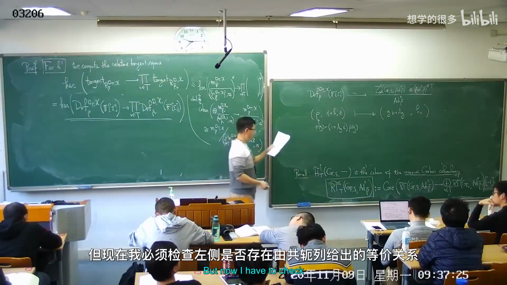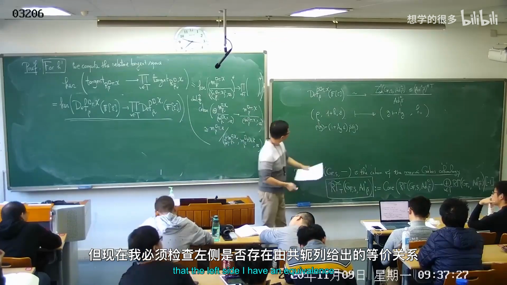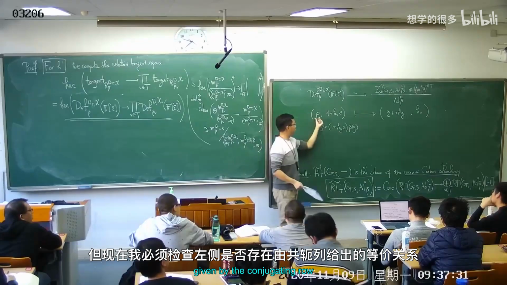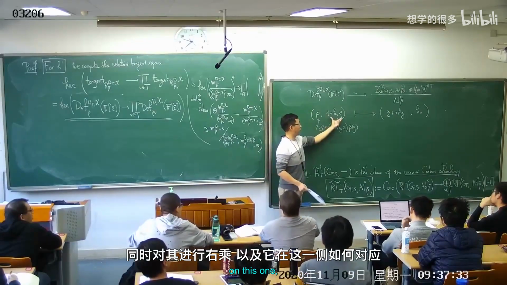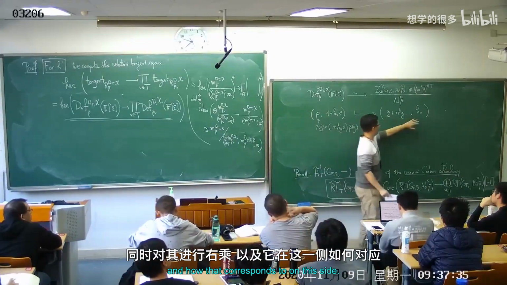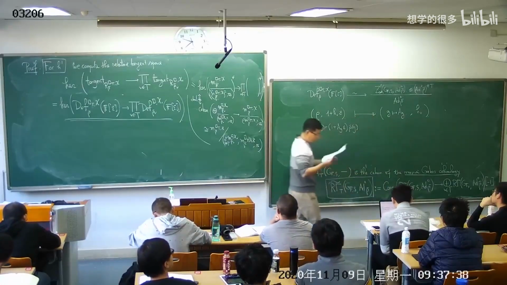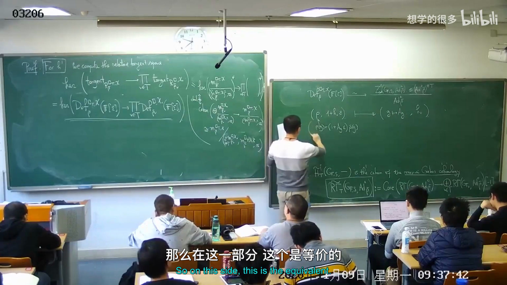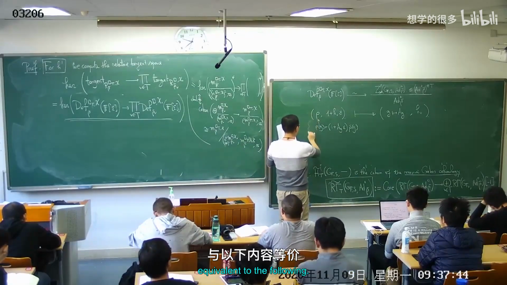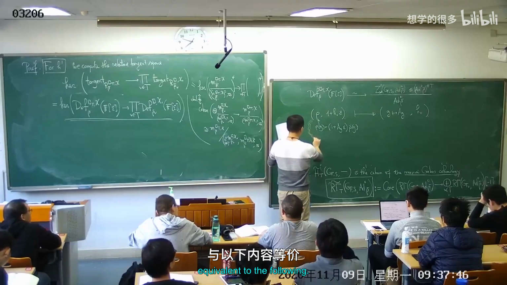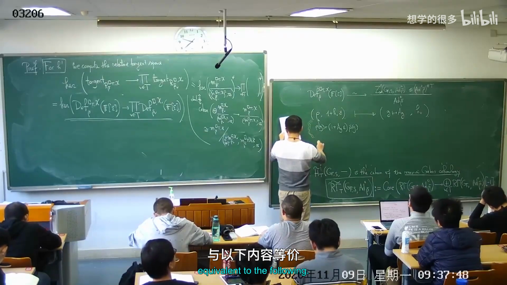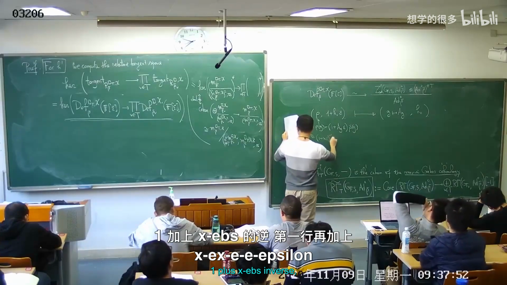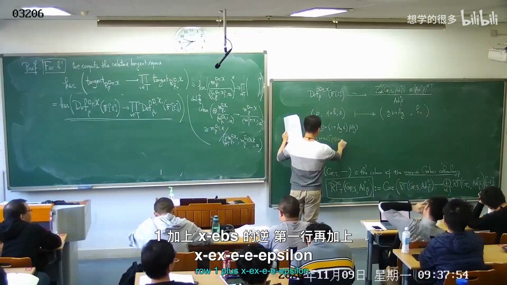Okay, but now I have to check that on the left hand side I have equivalence given by conjugating rho and at the same time right multiplication on this one, and how that corresponds to on this side. So let's do that. So on this side, this is equivalent to the following: 1 plus x epsilon inverse rho 1 plus x epsilon.